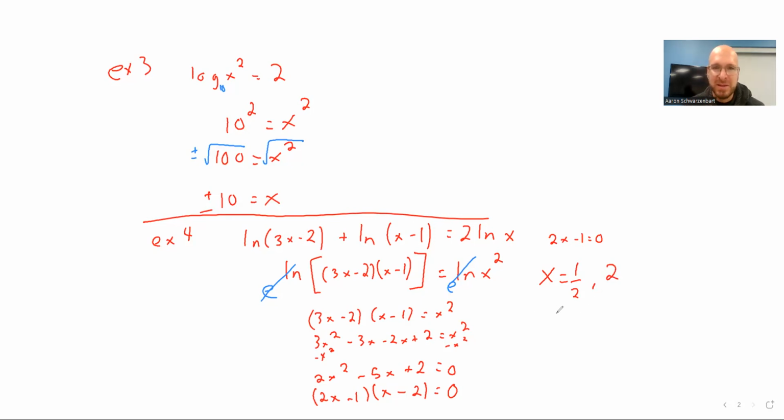Now, here's the problem. I must go back and check my answers, which means I got to plug them in. ln of 3 times 1/2 minus 2. That's 3/2 minus 2, which is negative 1/2. That's the ln of a negative number. This is extraneous.